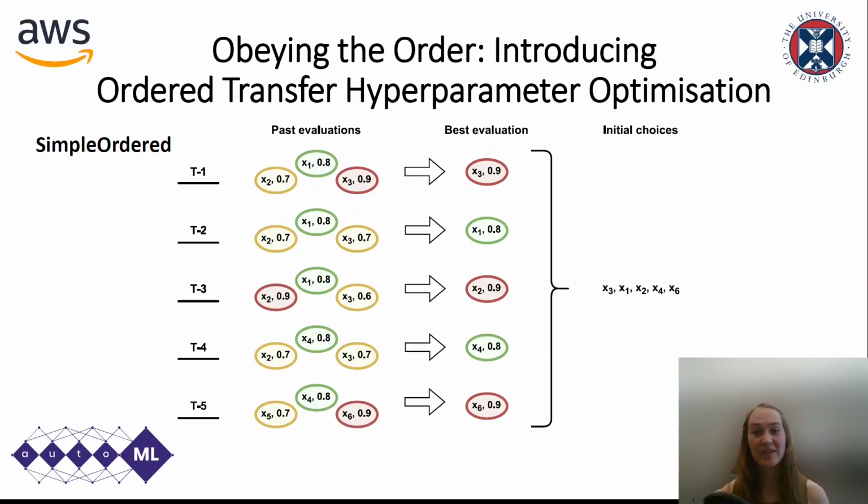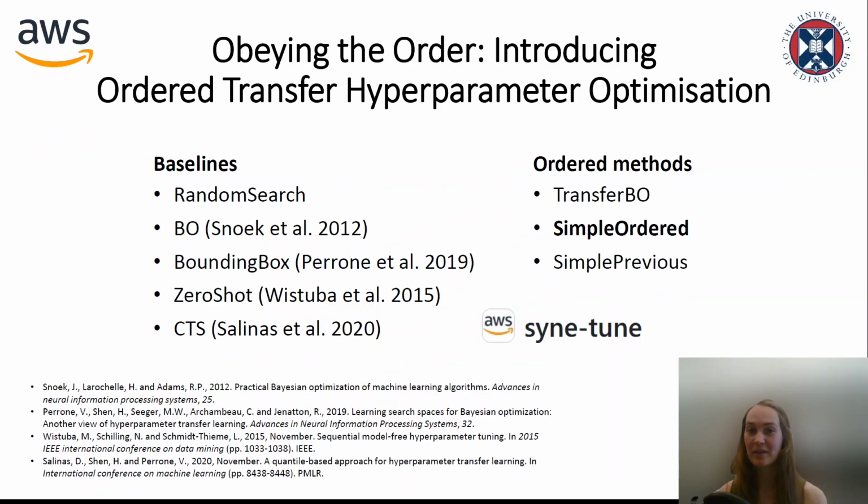To show the benefit of taking ordering into account, we consider a very intuitive method. We start by evaluating the top configuration from each of the 5 previous tasks, and then move on to standard Bayesian optimization. We compare to a range of baselines.